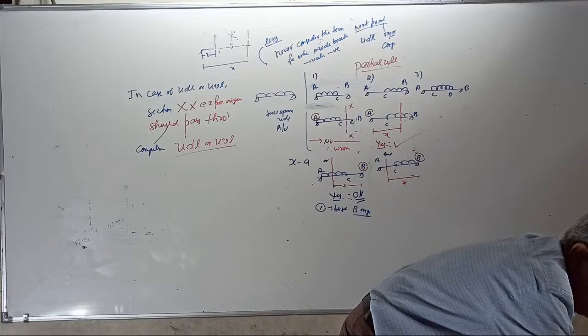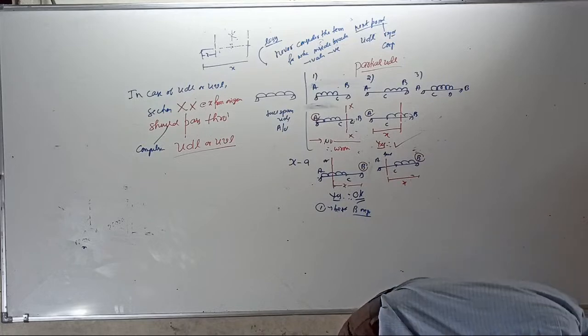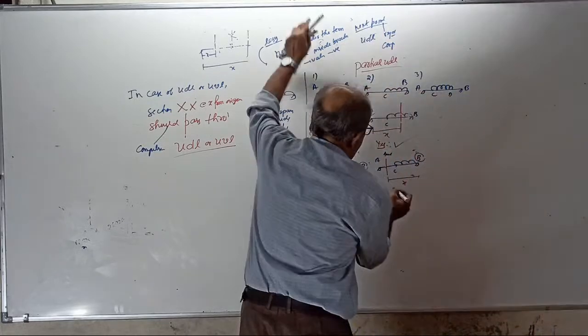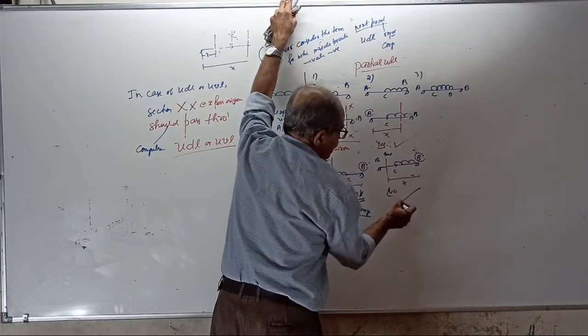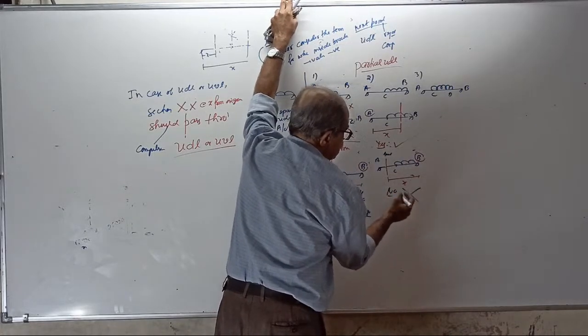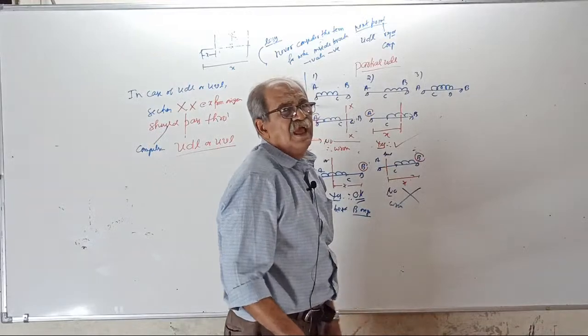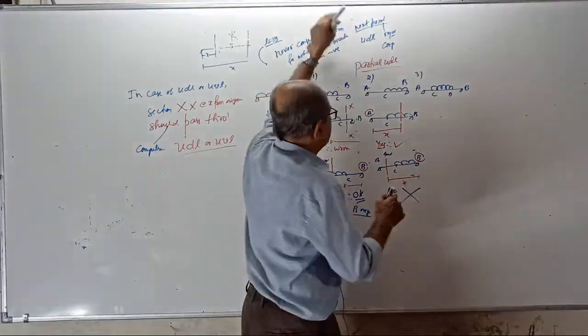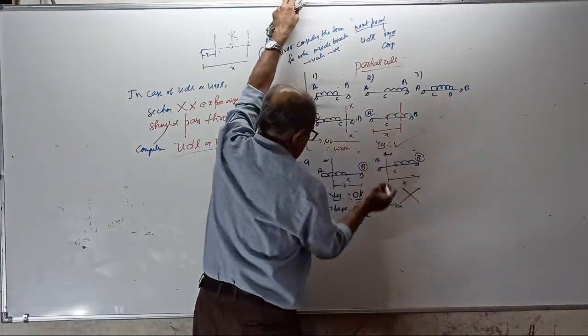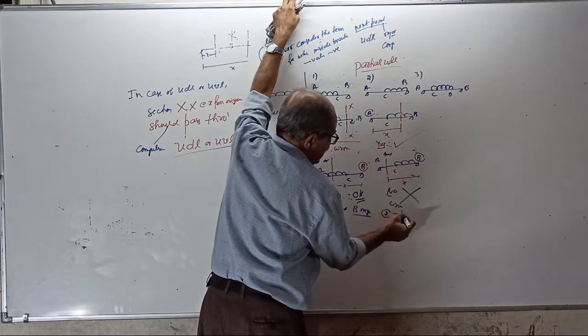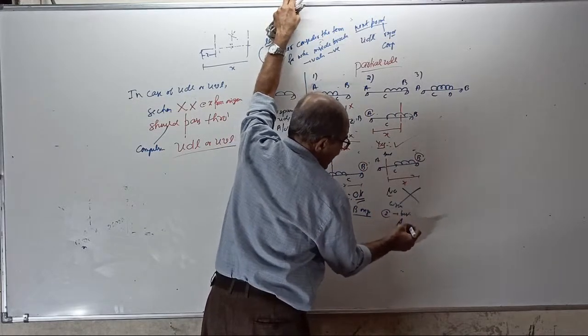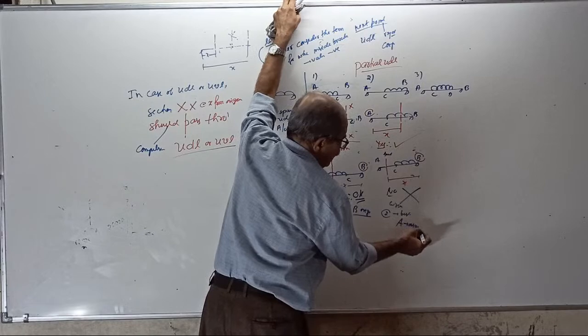I will tell you why. One minute. No, it is not passing through UDL. Therefore, wrong. You cannot take B origin under normal case. Therefore, for the second question, the best is what? A as origin.